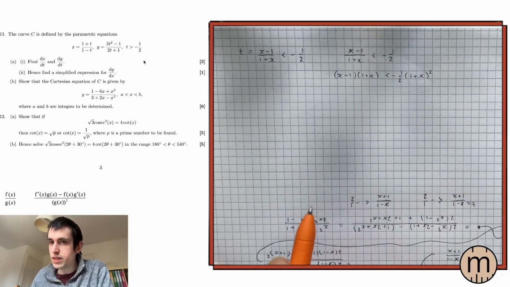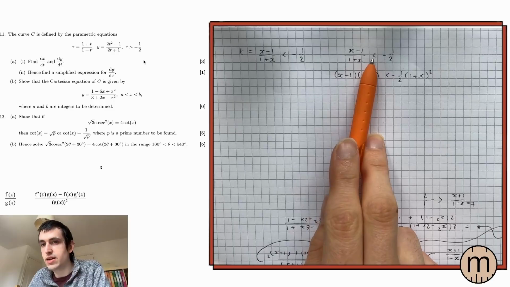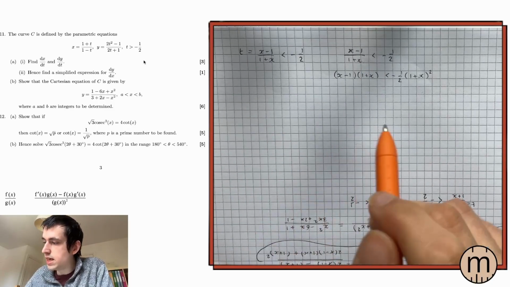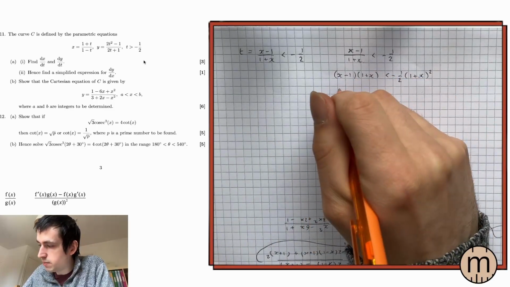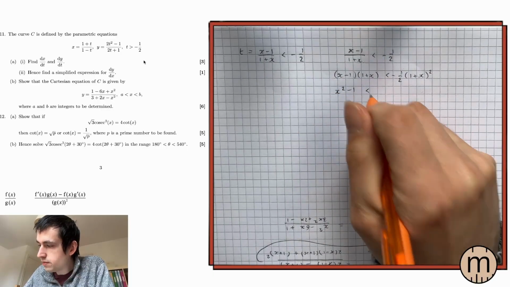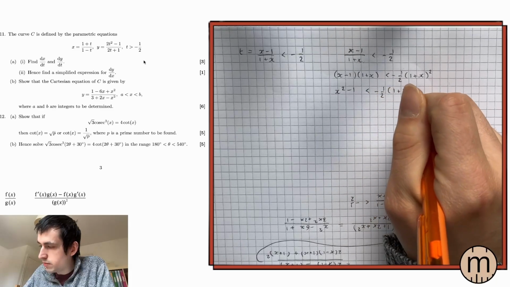The reason why you have to times by squared is because you do not want to accidentally change the sign of the inequality. So if you times by positive, nothing changes. Let's see what we can do now. We can expand this. That will be x squared minus 1. And then over here we'll get minus 1/2 lots of 1 plus 2x plus x squared.